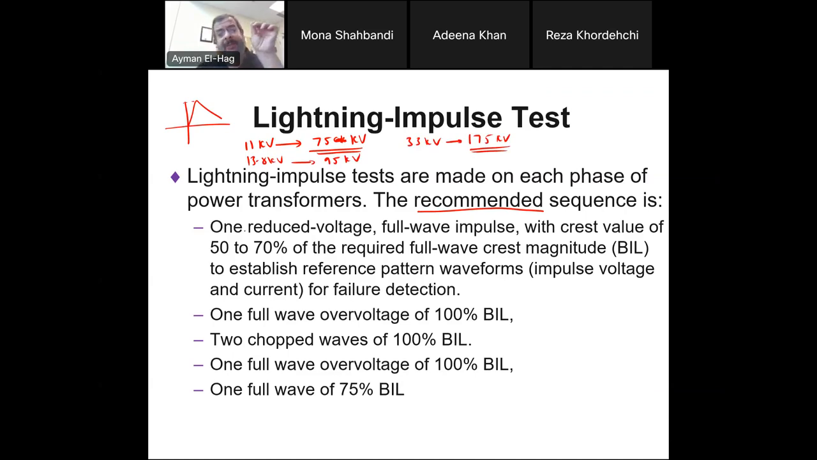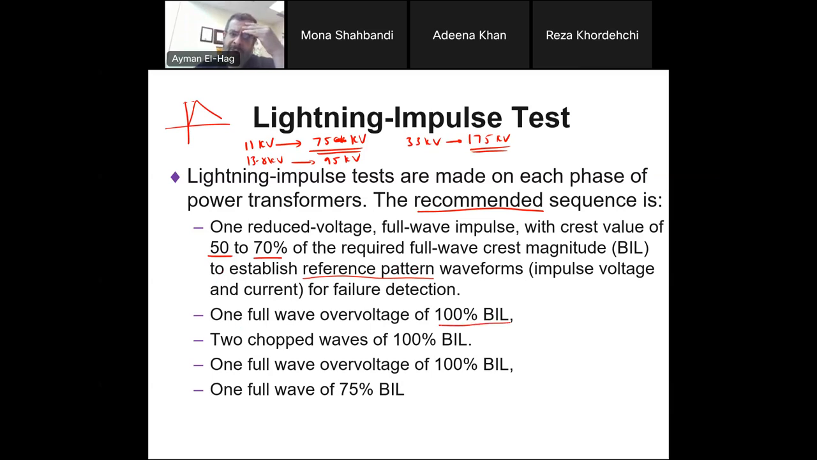So the first impulse we apply at 50 to 70%, just a reduced voltage level. Why? To establish a reference pattern of the waveform of both the current and the voltage. We want to see, at that reduced level where we know for sure no failure has happened, what the reference waveform is, and every time we do the test, we compare it to this. I will talk about the passing criteria of the impulse test when we show you the waveforms of the test.